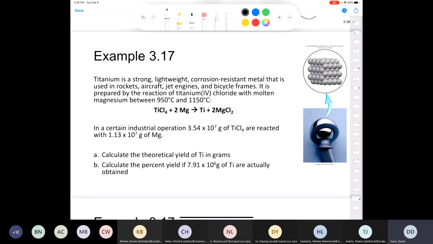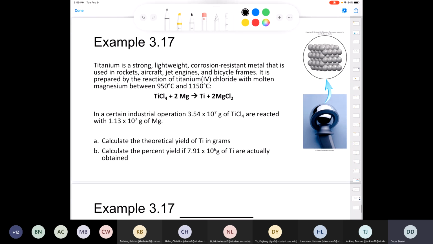Let's look at this reaction quickly. It says here, titanium is a strong, lightweight, corrosion-resistant metal that is used in rockets, aircraft, jet engines, and bicycle frames. It is prepared by the reaction of titanium 4 chloride with molten magnesium. Between 950 and 1150 degrees Celsius, a certain industrial operation uses 3.54 times 10 to the 7 grams of titanium 4 chloride reacting with this much magnesium, and it says calculate the theoretical yield of titanium in grams.